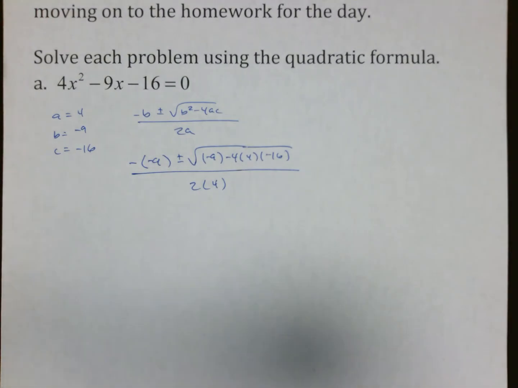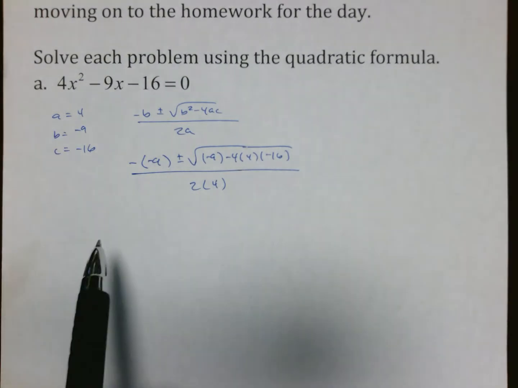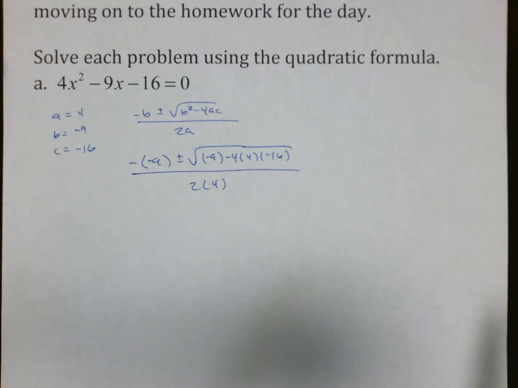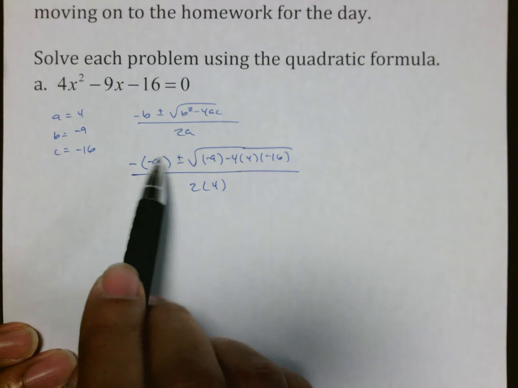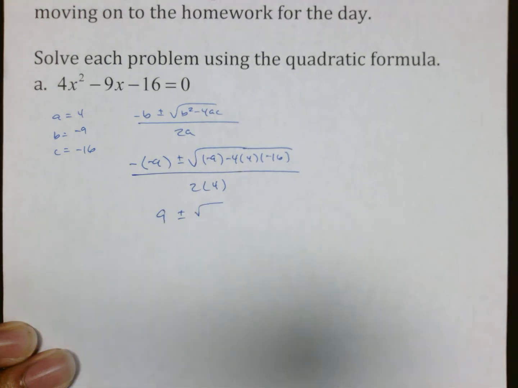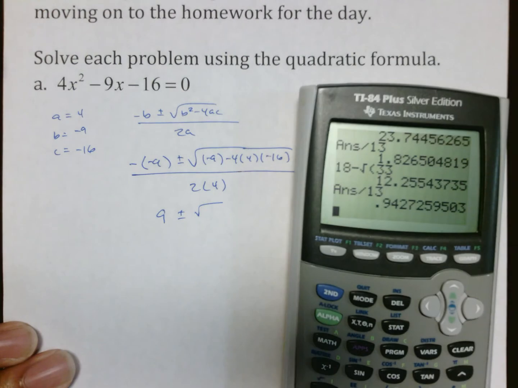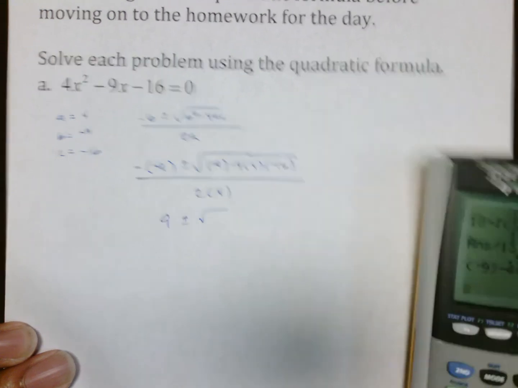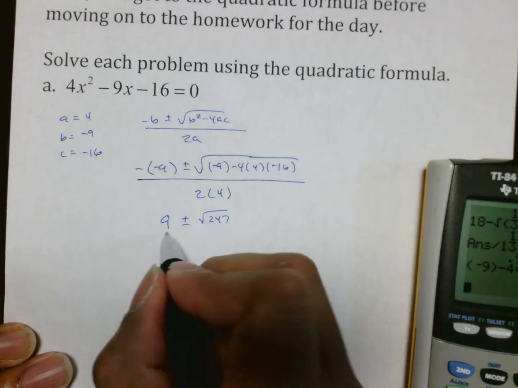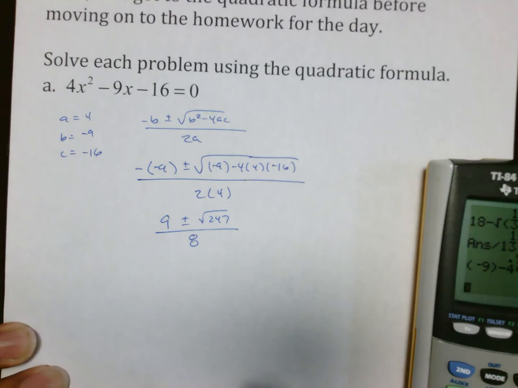Now so far I've done no algebra. All I've done is identify A, B, and C, write the formula, and then use parentheses and substitute. This is where I said I do my 3 parts. I simplify the negative b, which will turn into a 9. I simplify the inside by simply typing in the inside exactly the way it is. So parentheses negative 9, notice I am not doing the square root, minus 4, 4, negative 16, which gives me 247, all over, simplify the bottom, 8.